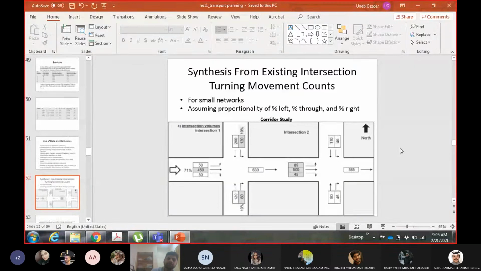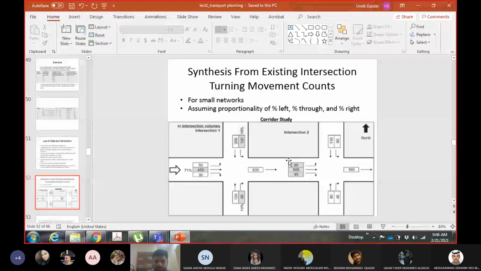Let me show you an example here. These are two intersections, so it's a very small network. This is the main corridor, and these are our zones. Let's say 1 2 3 4, not this one. Obviously it is going through. 1 2 3 4 5 6, these are six zones, and I have taken traffic counts on both the intersections which were within my network.